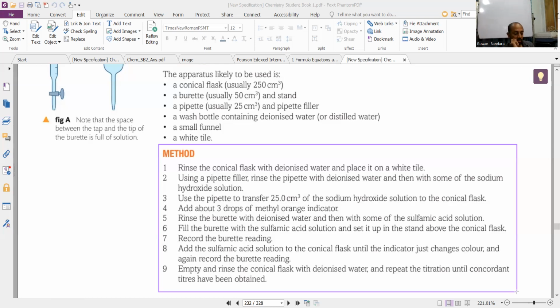Okay, fill the burette. Where is the next one? I'm just reading and going. Fill the burette with the sulfuric acid solution. And set it up in the stand above the conical flask.